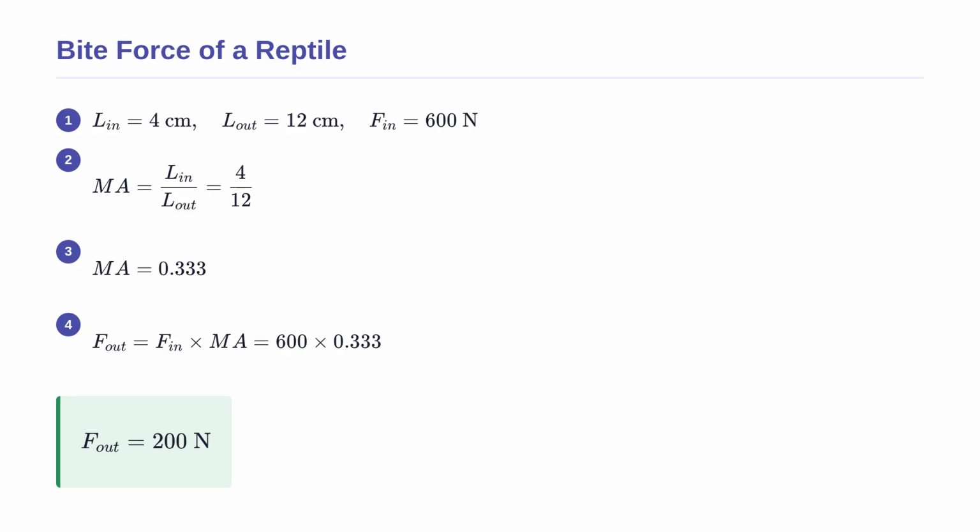First, we calculate the mechanical advantage by dividing 4 by 12, giving us 0.333. Then, we multiply this ratio by the muscle force of 600 newtons. The result is a final bite force of 200 newtons. Because the out-lever is long, force is sacrificed for a faster snapping speed to catch prey.